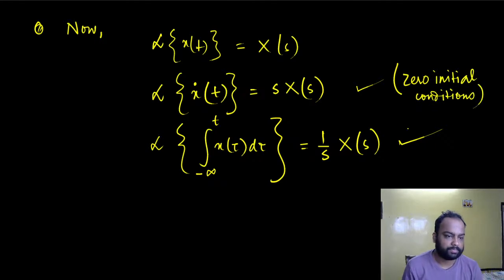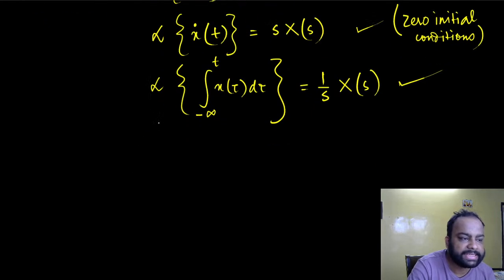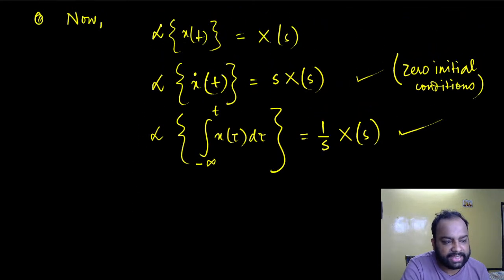So with this we can say, if I differentiate in the time domain, this is essentially a multiplication with s, and if we integrate in the time domain, then it is essentially a multiplication with 1 by s, or division by s.